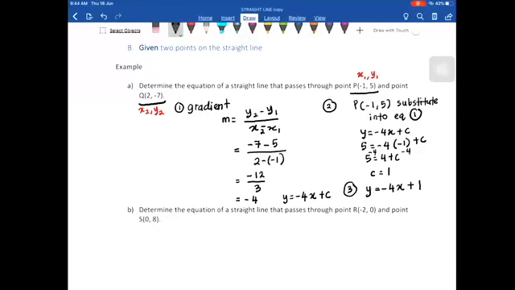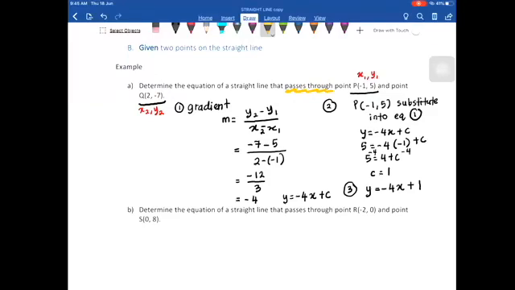Okay. So keyword dekat sini adalah passes through. Kamu kena pastikan sama ada point tu berada di atas line ataupun tidak. Apa-apa pun dia kena berada di atas line sebab saya dah guna point P dengan Q untuk cari gradient. So kalau point tersebut tidak berada di atas straight line, kamu tidak boleh gunakan point itu untuk mencari gradient.